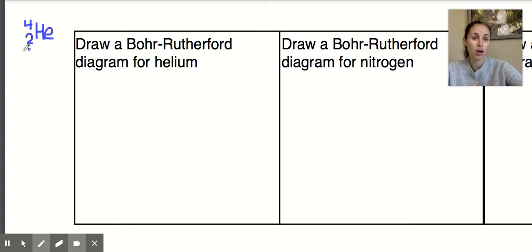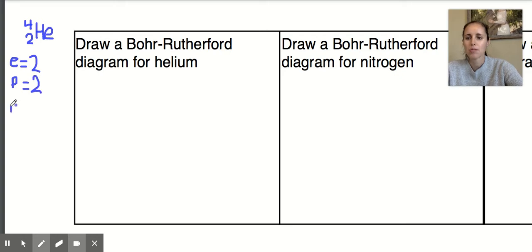And it's just really all the information you need to draw a Bohr-Rutherford diagram. Now I'm going to calculate my number of electrons and also my number of protons. My number of electrons in this case is going to be the same as my atomic number, so it's going to be 2. My number of protons is also going to be the same as my atomic number, so it's going to be 2.